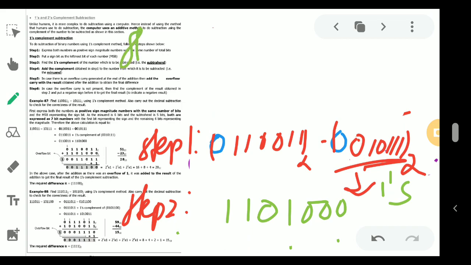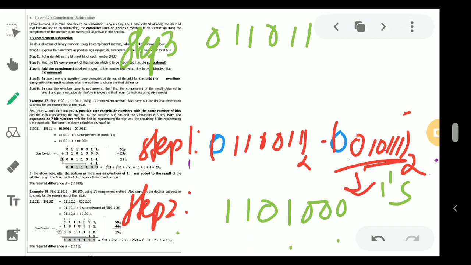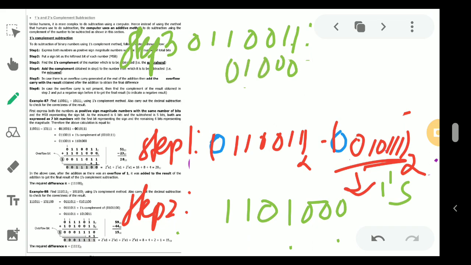This is step 3. The first number is 0 1 1 0 0 1 1. Now the ones complement value I am getting, here is 0 0 so I have missed 1 0 over there. So again I am writing 0 1 1 0 0 1 1, and in the lower portion I am writing 1 1 0 1 0 0 0.